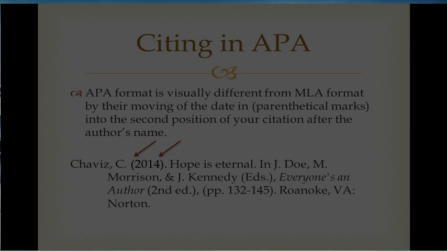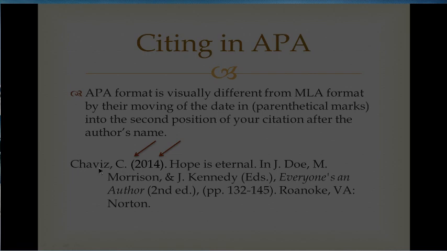Now I'm going to show you some really visual ways to tell the difference between citing in APA and MLA. APA format is visually different from MLA because they move the date in parenthetical marks, the roundy things, into the second position of your citation, which is right here. I don't know if you can see the mouse, but yes, right there. 2014 is in parenthetical marks.